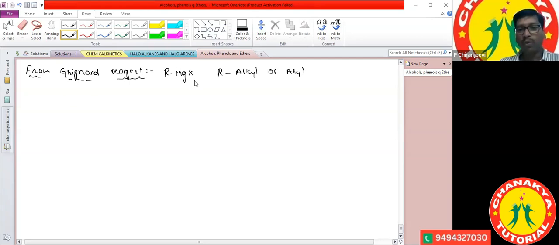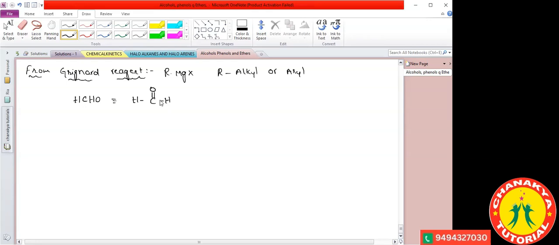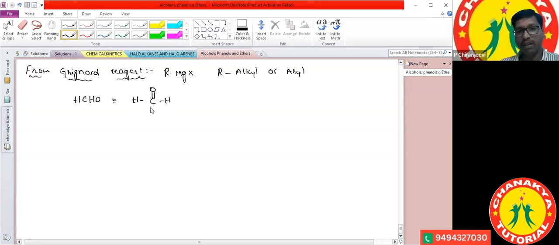Now let us see how to prepare alcohols by using the Grignard reagent. First I'm taking formaldehyde. What is the molecular formula of formaldehyde? HCHO. Can I write this as H, C double bond O, H? Yes. Okay, so I can write H, C double bond O, H here.